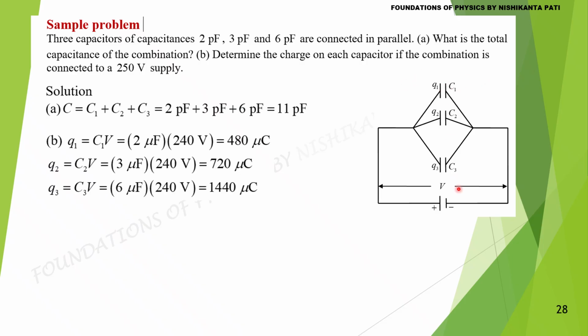Here the potential difference across each capacitor is same, that is 250 volt. So the charge on the first capacitor is C1V. Similarly, charge on the second capacitor is C2V. The charge on the third capacitor is C3V.